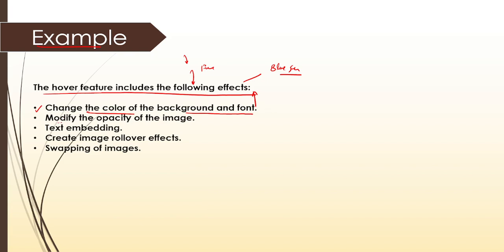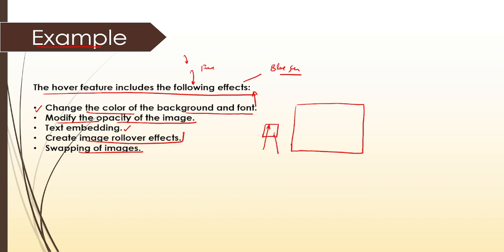Next feature is modifying the opacity of the image. For example, like I have used an image of this size. When I move my mouse over this image, it will automatically change its dimensions to this. Text embedding, create image rollover effects and swapping the images. For example, when I move my mouse over this particular image, it will change its color, it will change its property, or it will change the image as well. Okay, so this particular video will be very important, so make sure to note everything.